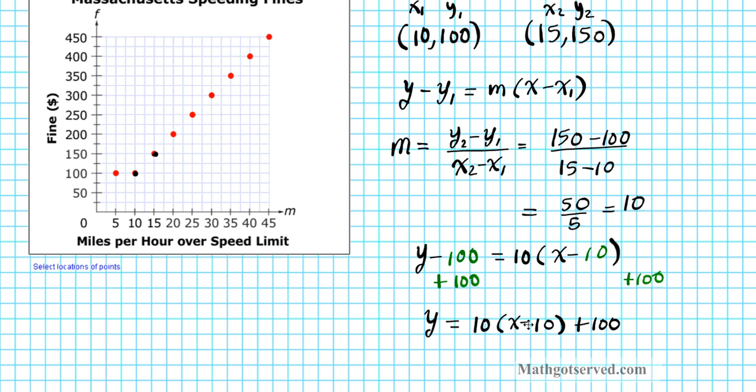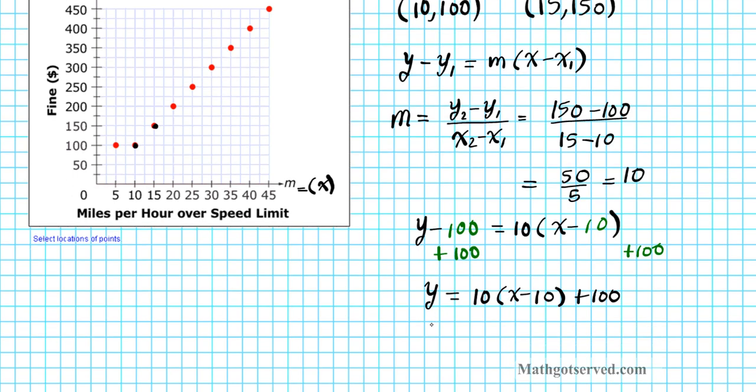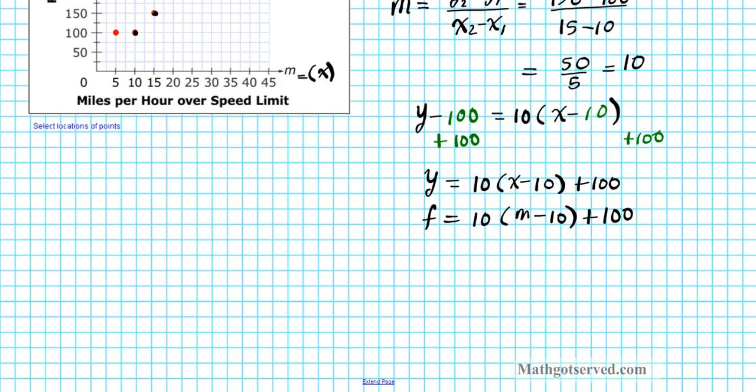Now this can be a variation of the correct answer if this graph were x and y. But what do we have here? We have m and f. Okay, remember we said earlier that this is your independent axis, x, and this is your y. Okay, so m is x and y is f. Let's put that in here. We want to make sure that we're using the notation that is presented to us. So we are going to have for y, f equals 10 times, and then for x, m minus 10 plus 100. Okay, so this is an acceptable answer.